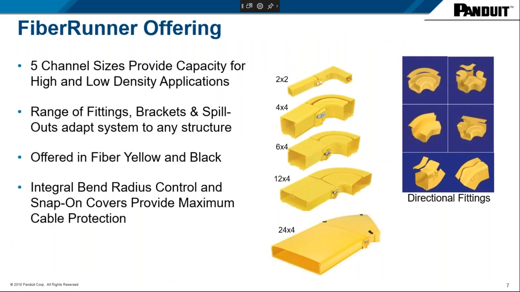So when we get into the FiberRunner offering, we do have a wide range of size offerings. We range from a 2x2, a 4x4, a 6x4, a 12x4, and a 24x4. And this product offering does have a range of fittings, brackets, spill-out options. We've had this product for a substantial amount of time, so we have a vast number of fittings.